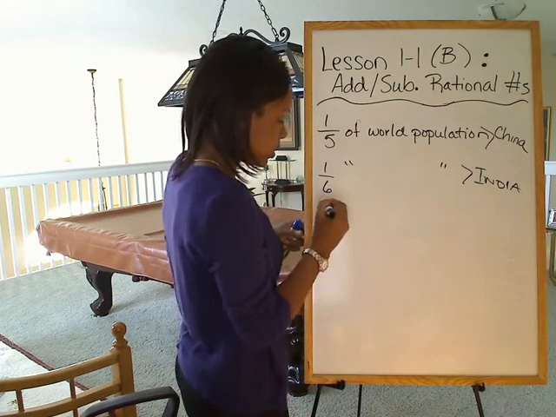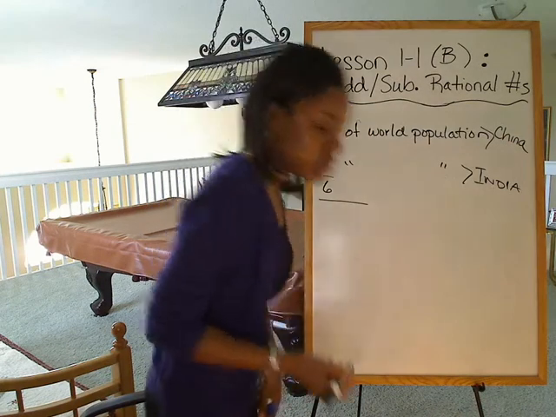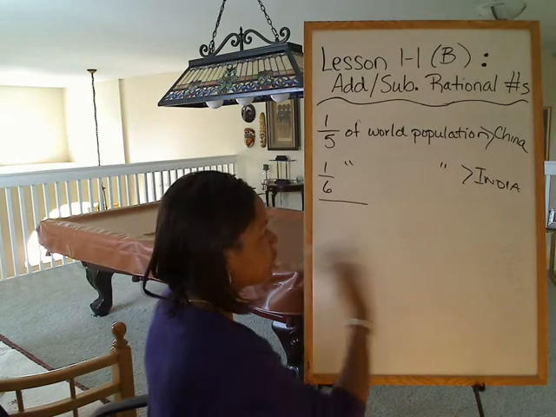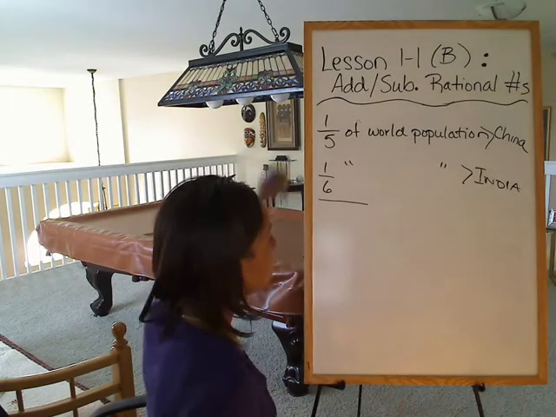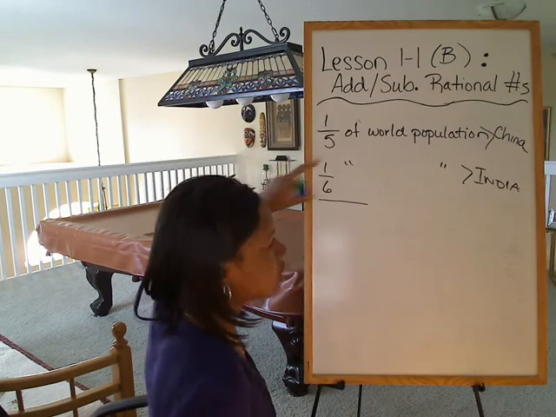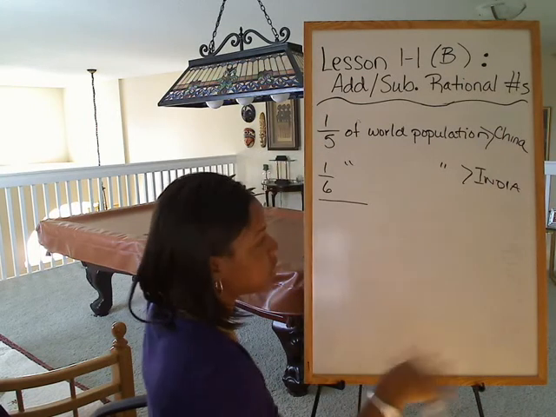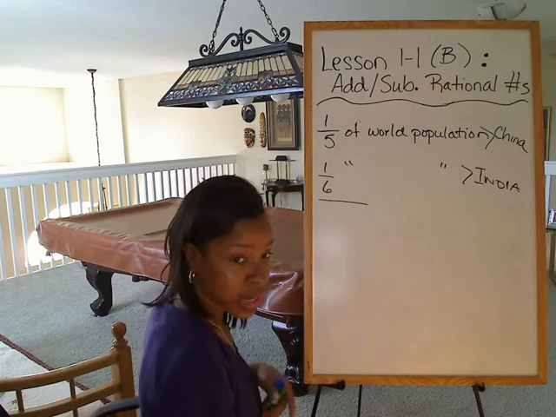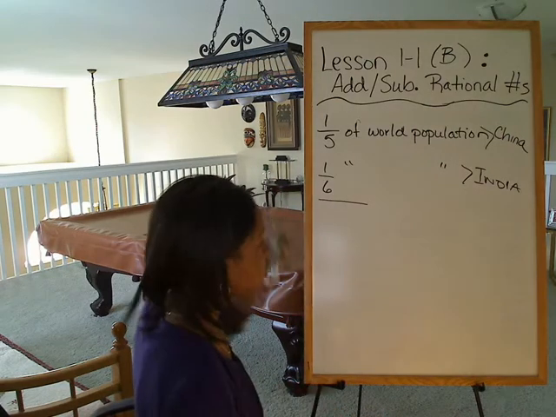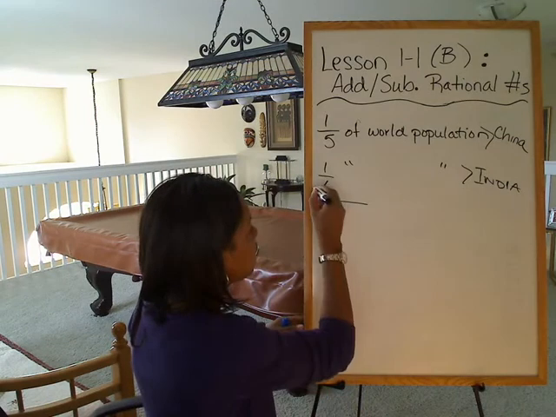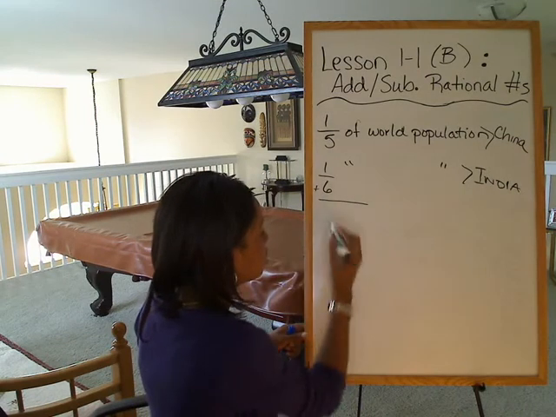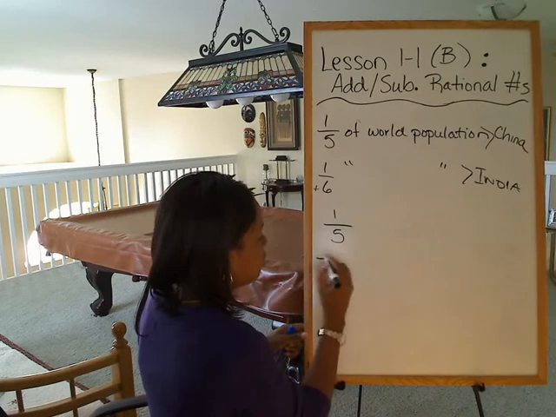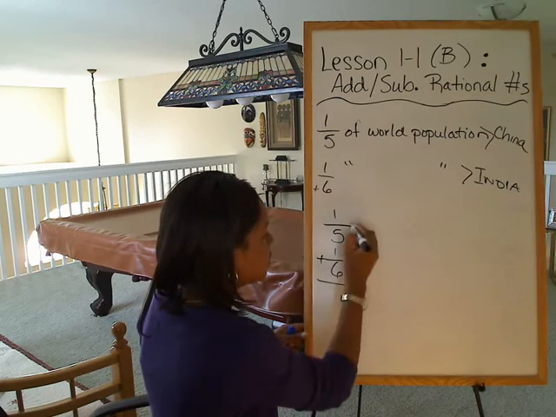So let's add these up first, because what you're basically saying is you have the population of the whole world. Some people live in China, some people live in India, and they want to know how many people live in the rest of the world. So if we add these up and then subtract that from one whole, we should get our answer. So when we add 1/5 and 1/6, we're going to need a common denominator.